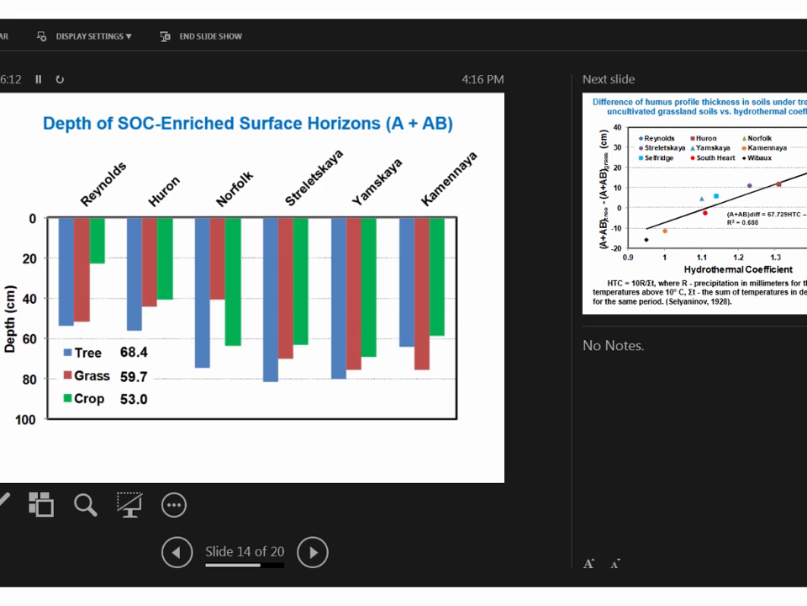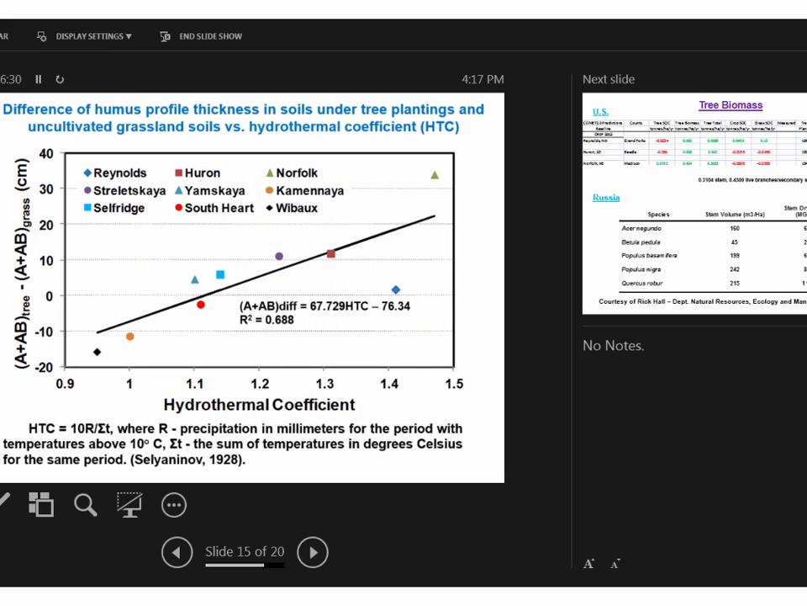So these are the depths that we have for the tree and the grass, where we tried to find an undisturbed site in each of our locations, which was especially difficult in the US. It's the difference between these blue bars and the red bars that we compare for that hydrothermal coefficient. Again, as I touched on earlier, this is that climate index, and a positive number indicates that the depth of that organic rich horizon is thicker underneath the trees than it was under the native vegetation.